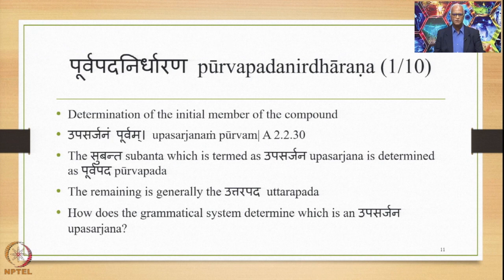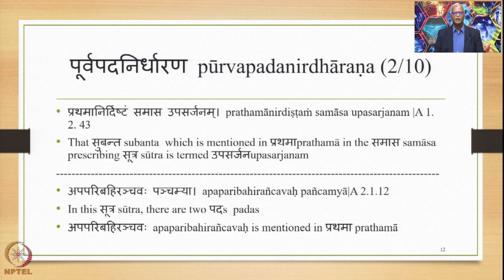Now the next question is, how does the grammatical system determine which is an Upasarjana? How do you decide what is an Upasarjana and what is not an Upasarjana? For that we need to study this particular sutra. These are generic principles, hence need to be studied when we study Avyayibhava, Bahuvrihi and Dvandva Samasas. So the sutra is Prathama Nirdishtam Samase Upasarjanam, 1.2.43. Prathama Nirdishtam Samase Upasarjanam.